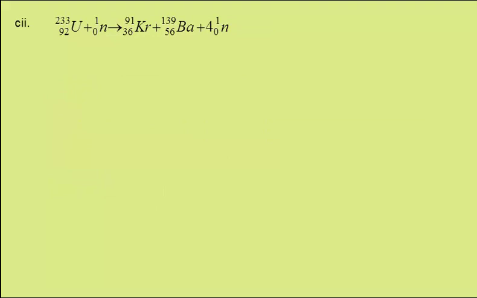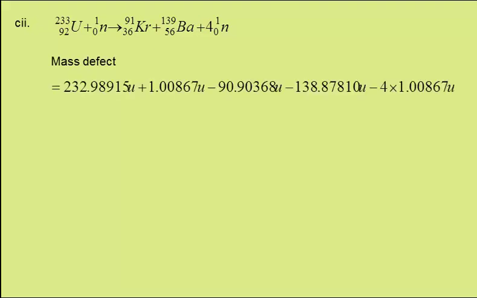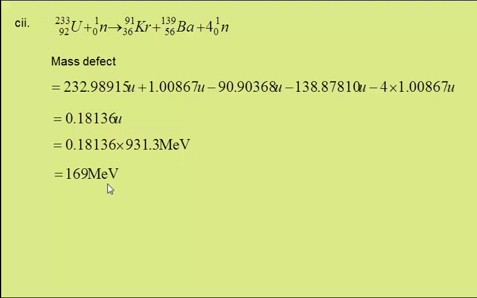In part 2, we need to find the energy released in megaelectron volts in this reaction. Well, first to find the mass defect in atomic mass units, we're given the mass of the uranium, the mass of a neutron. We must remove the mass of the krypton and the barium, and the 4 extra neutrons. This gives a mass defect of 0.18136 atomic mass units, and each of these has a value of 931.3 megaelectron volts, given on the formula sheet. So this comes out at 169 MeV.